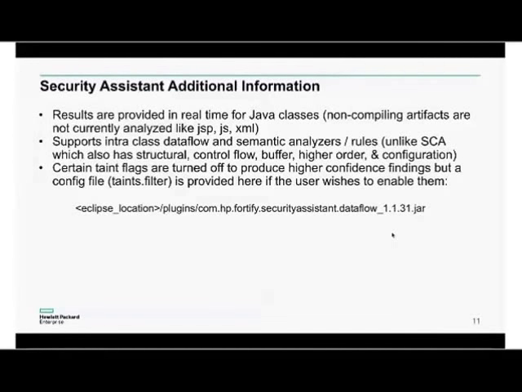So if you write, let's say, a cross-site scripting or introduce a cross-site scripting vulnerability, and the source of untrusted input and the sink of the dangerous execution point all occur within a single class, Fortify Security Assistant can find that in less than a second. But if inter-class data flow is required to determine the vulnerability, that's something that today you would have to leverage Fortify SCA for. So that's a limitation.